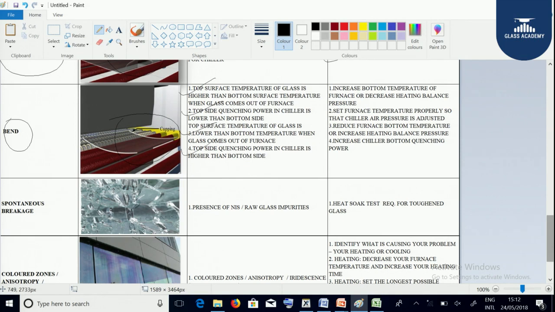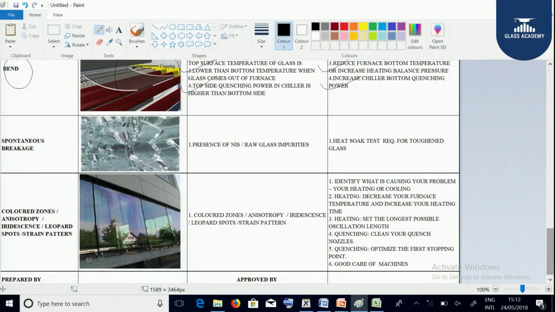We can overcome these issues by increasing the bottom temperature of the furnace or decreasing the heating balance pressure. Set the furnace temperature properly so that the chiller air pressure is adjusted. Reduce the furnace bottom temperature or increase the heating balance pressure. Increase chiller bottom quenching power.